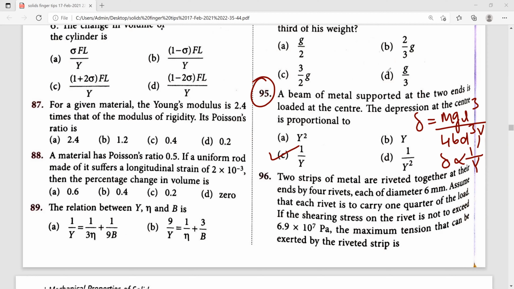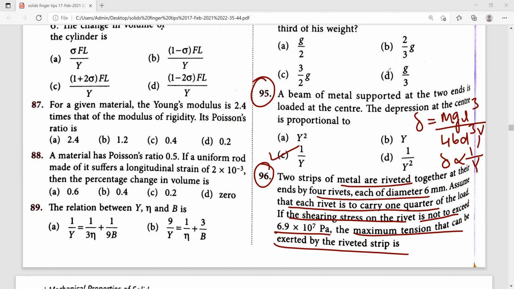96th one. Two strips of metals are riveted together at their ends by 4 rivets, each of diameter 6 millimeter. Assume that each rivet is carrying 1/4 of the load. If the shearing stress on the rivet is not to exceed 6.9 into 10 to the power of 7 Pascal, the maximum tension that can be exerted by the riveted strip is. So understand the question; the options are given below.